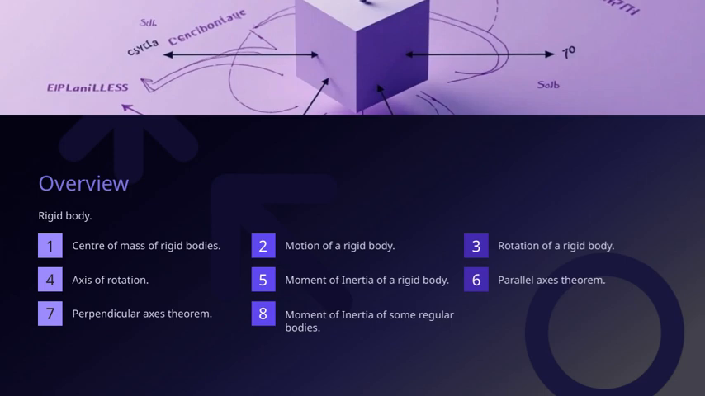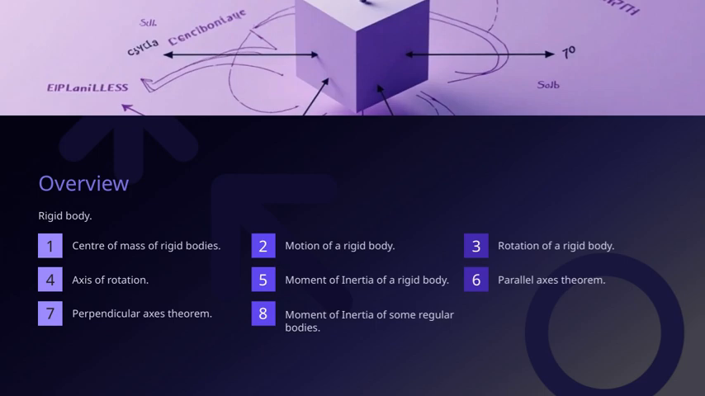Moving on, we consider the rotation of a rigid body. Rotation involves the entire body turning about an axis, and understanding how this motion occurs is fundamental to analyzing many mechanical systems. Next, we see some examples of the moment of inertia for regular bodies. Knowing these values allows us to predict how these bodies will respond to forces and torques, which is crucial in engineering applications.